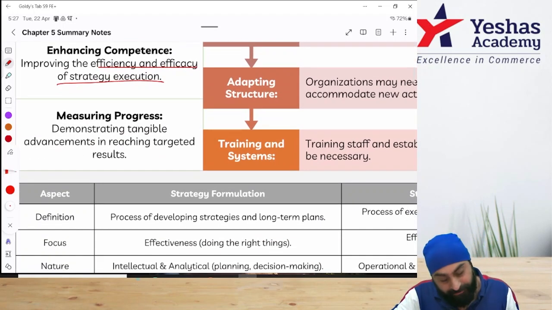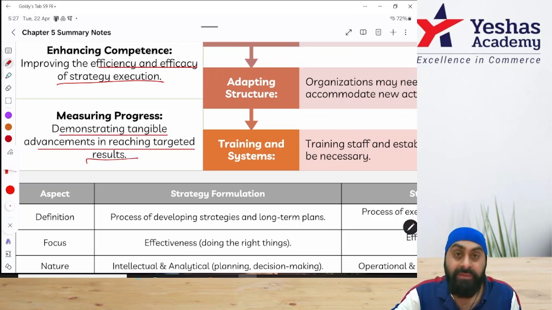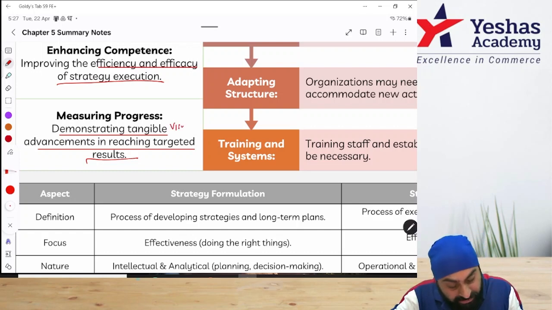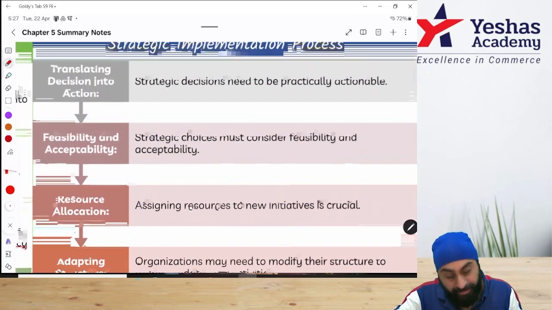Measuring progress: demonstrating tangible advancement in reaching the targeted results. How would you measure the progress of an organization based on this? It is a very interesting concept that demonstrating tangible advancement means you're able to visually see your progress to achieve targets. That is very, very important.